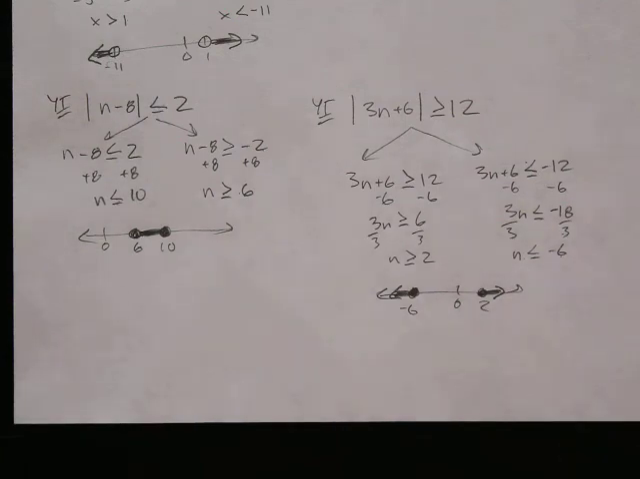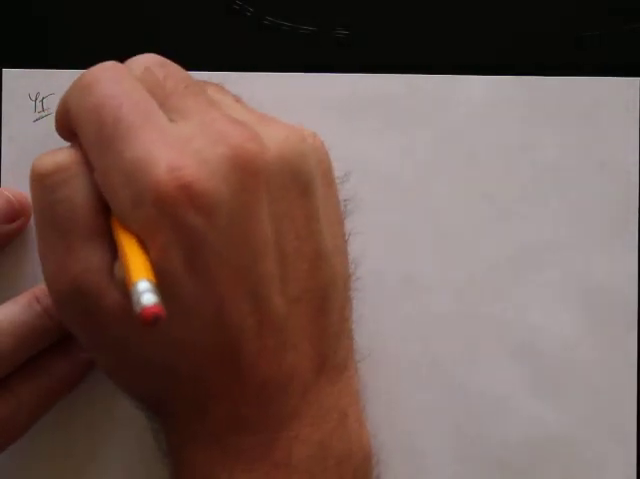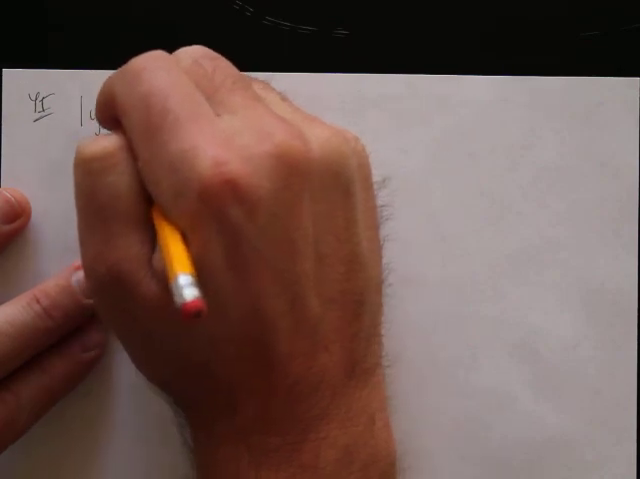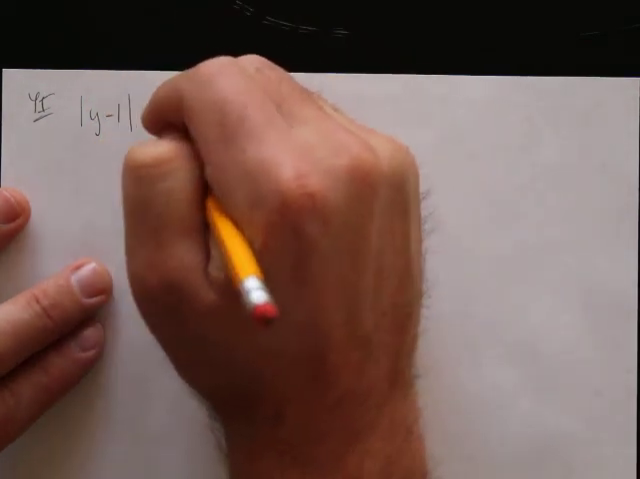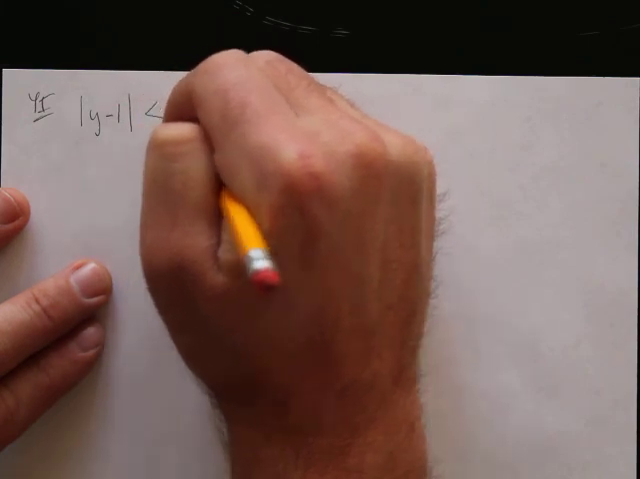All right, let's do a few more you tries. That's what we have left. You try this one. The absolute value of y minus 1 is less than negative 2. All right, you try. Go ahead and do it.